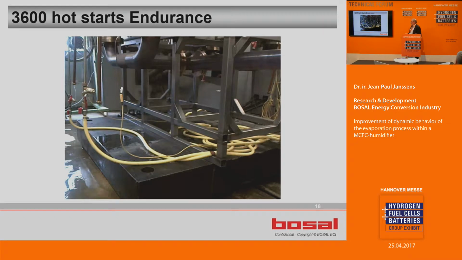There is here a movie in which we can see the beginning of the evaporation. So the unit itself is fed with 600 degrees hot air, so it is red hot, and you inject water. So that is a kind of water quench, and that is done 3,600 times. And then you see this. I think, does it work? I'm not sure. No.